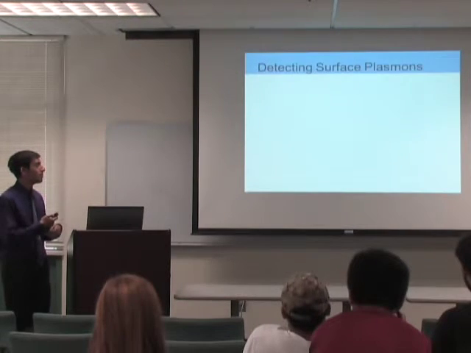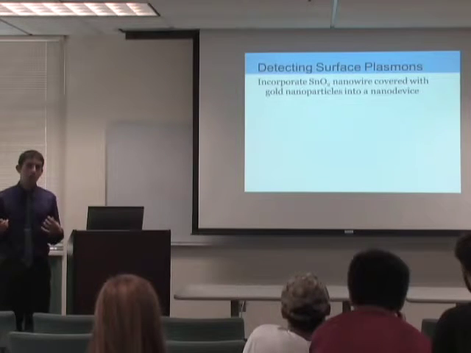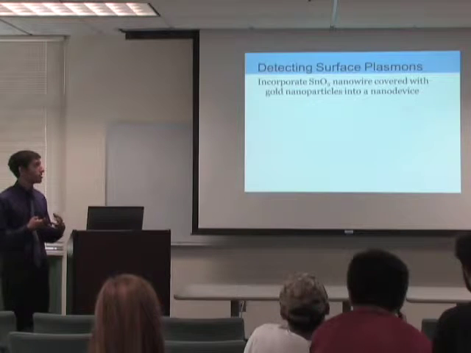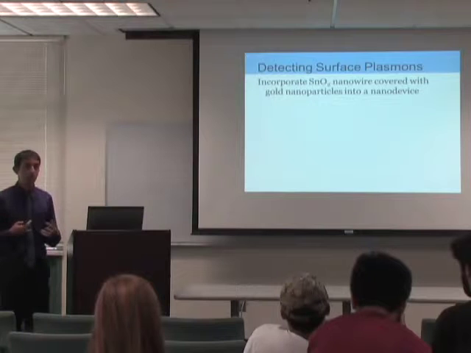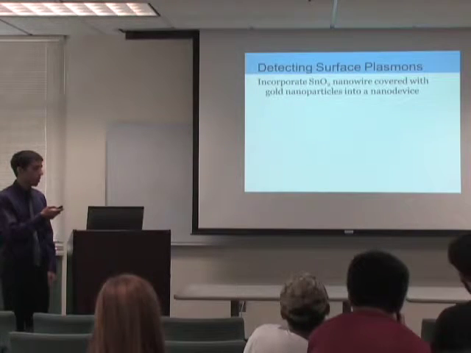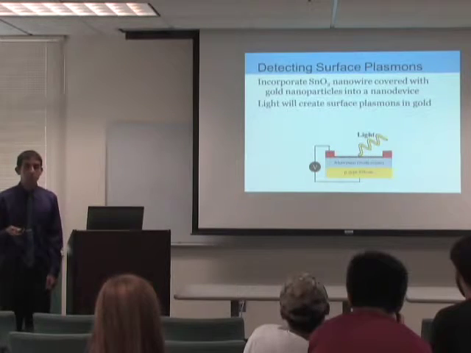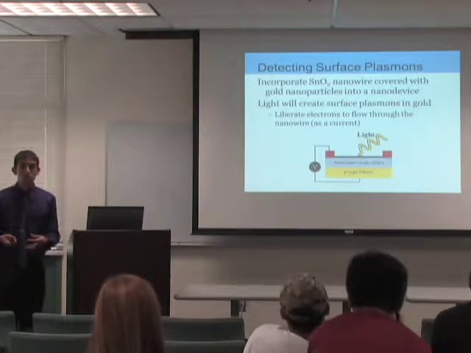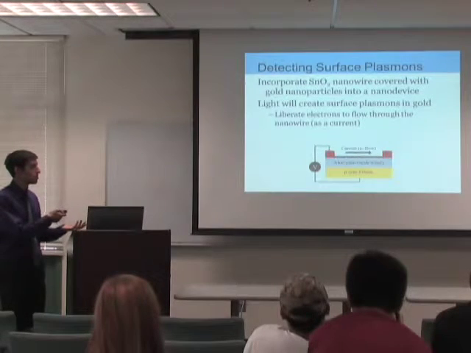For now, our current project is to incorporate a tin oxide nanowire covered with gold nanoparticles into a nano device. The idea behind this is that by using this device, we can indirectly sense these surface plasmons and learn a little bit more about them. By shining light on this device, like you see here, we can cause surface plasmon resonance in these gold nanoparticles. And from that, these surface plasmons can then liberate electrons to flow through this tin oxide nanowire as a current, which we can easily measure.